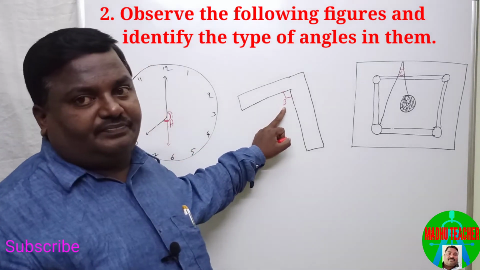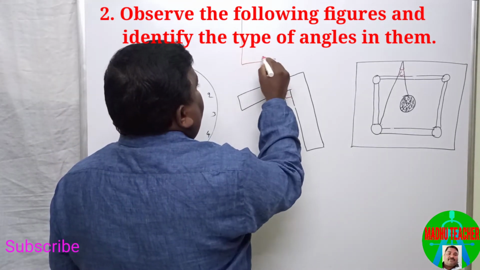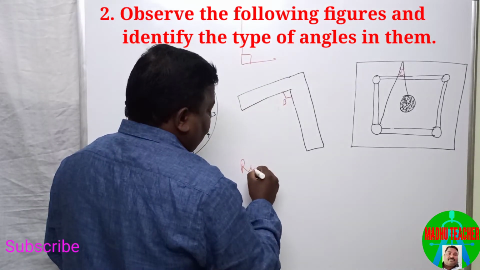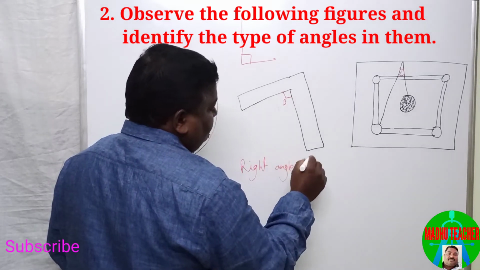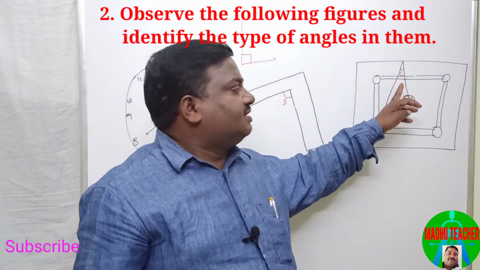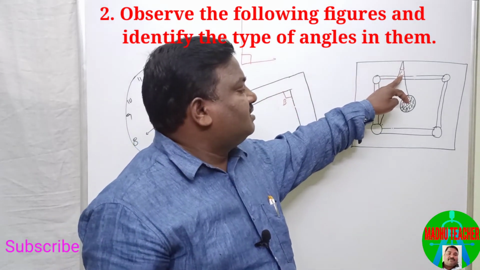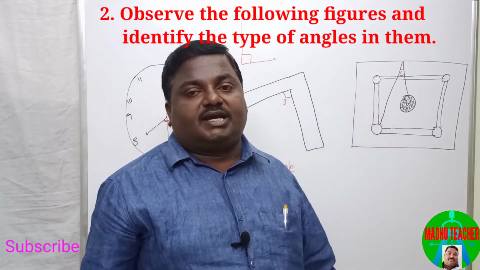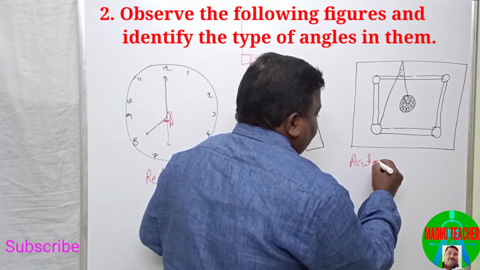Next, what is the B? By observing this, it is just like this. So therefore this is a right angle. Next, C. How is the C? C is less than this angle. By observing this, it is less than this right angle. So what is less than a right angle? Acute angle. So it is an acute angle.